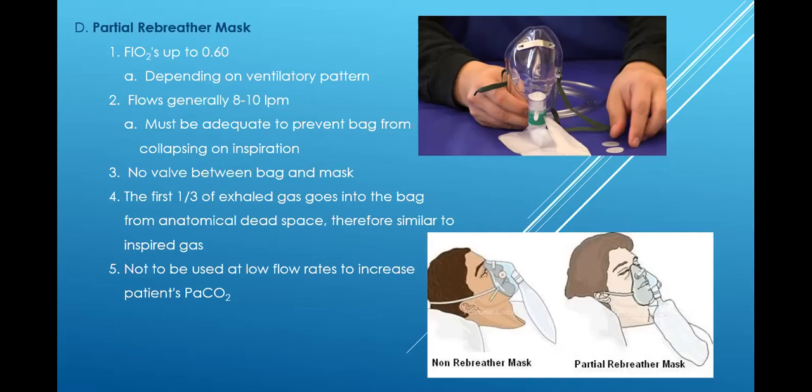All right. Partial rebreather mask, FiO2's up to 60%. However, it still depends on the ventilatory pattern. The flow range for a partial rebreather and non-rebreather both are 8 to 10 liters per minute. But if they are on 10 liters per minute, and that bag is collapsing on inspiration, I crank up the flow. It doesn't matter how much flow I put, I must have enough flow to prevent the bag from collapsing on inspiration. Okay? Now, let's look at it closely.